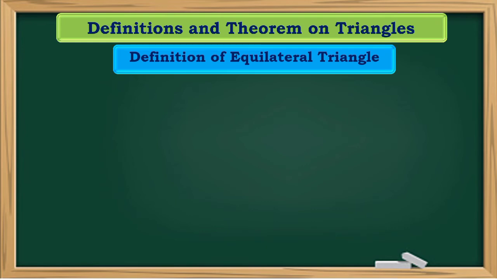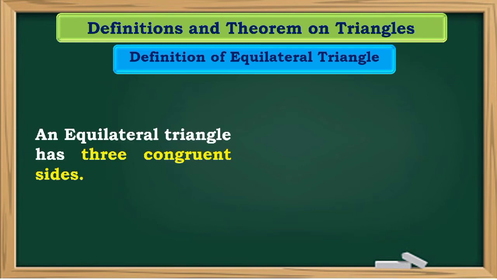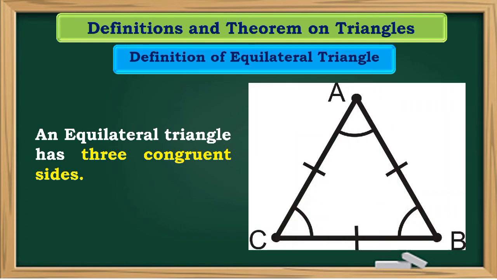Next, definition of equilateral triangle. An equilateral triangle has three congruent sides. So let's take this figure. For example, we have triangle ACB. When we say equilateral triangle, all the sides of the triangle are congruent. So the sides AC, BC, and BA are all congruent.